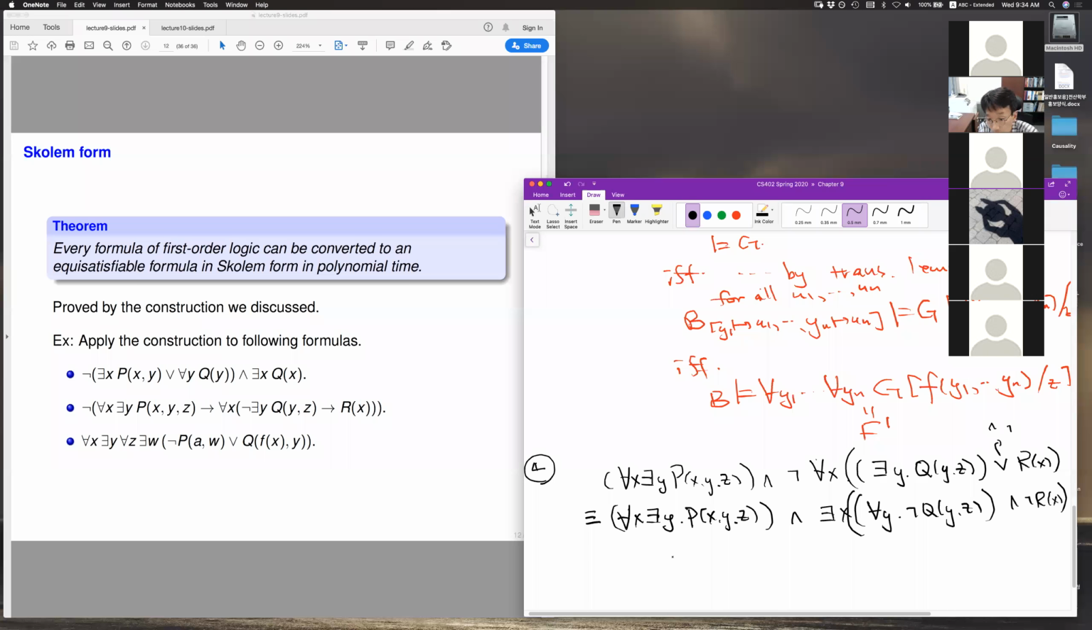So now we want to rectify this. To rectify this formula, we rename variables. So we rename the existentially quantified x to x prime.